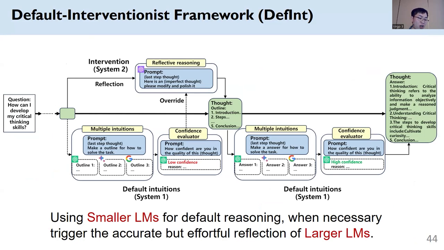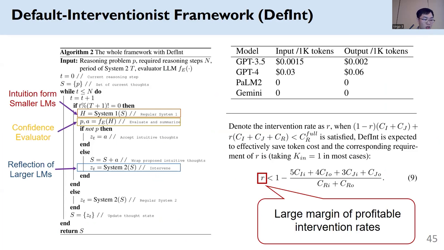If there is a lot of contradiction between these intuitions, it shows that the confidence is low, and that triggers the framework to call larger language models for reflective thinking. In this reflective thinking step, you can go back to the steps generated by the smaller models and make corrections if needed. So this default-interventionist framework effectively integrates the smaller and larger language models in one reasoning framework. This is the basic, simple algorithm.